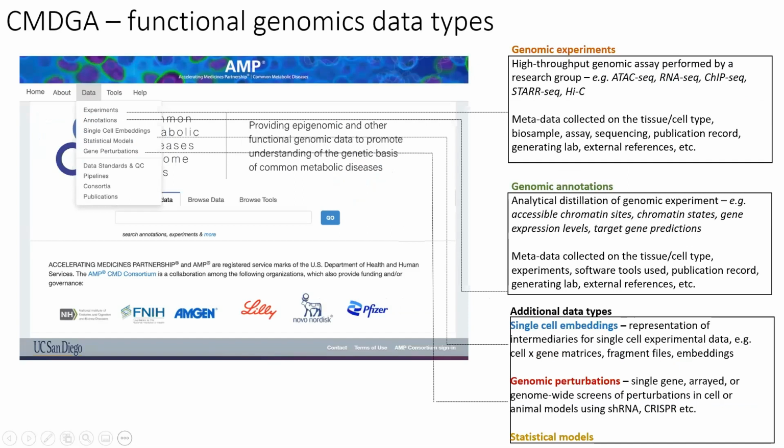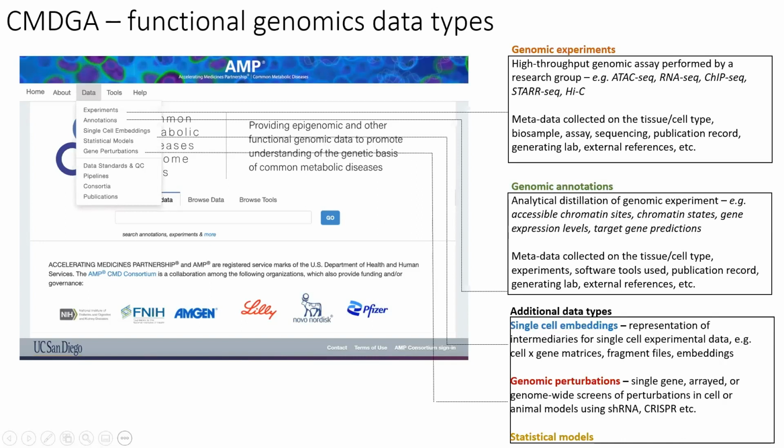The key information that we have in CMDGA are genomic experiments and annotations. Experiments are assays performed by individual research groups, and examples of these include ATAC-seq, RNA-seq, HiChIP, Hi-C, etc. Annotations are analytical distillation of genomic experiments generated using software tools. Examples of annotations are accessible chromatin region, chromatin state, gene expression, target gene predictions, etc.